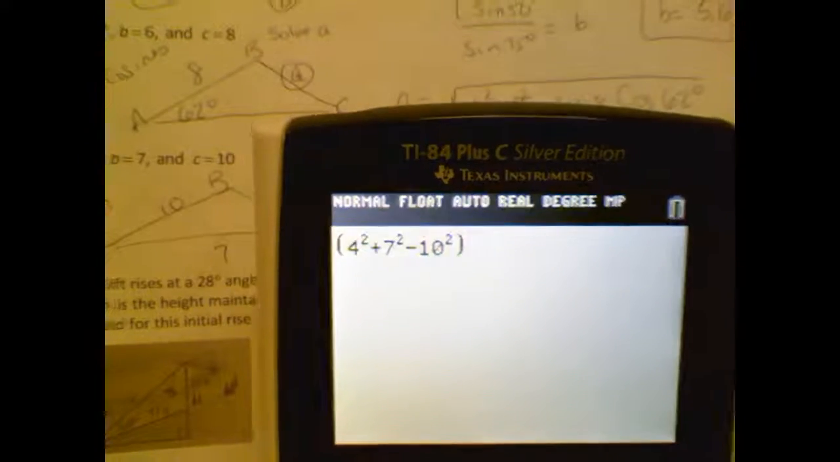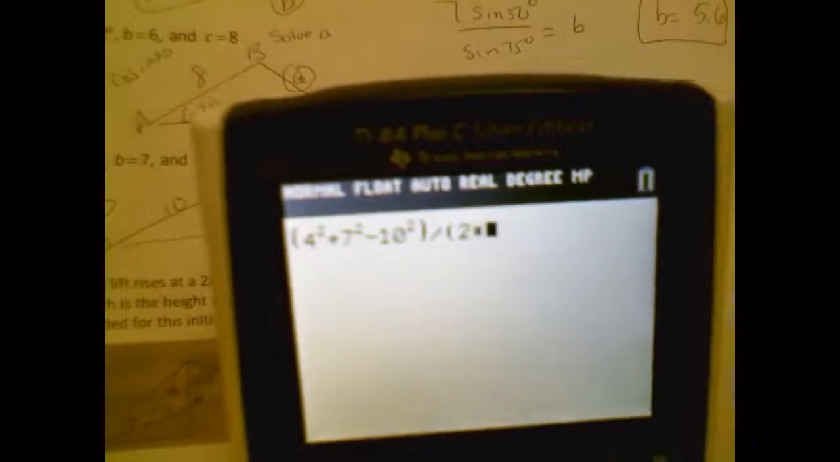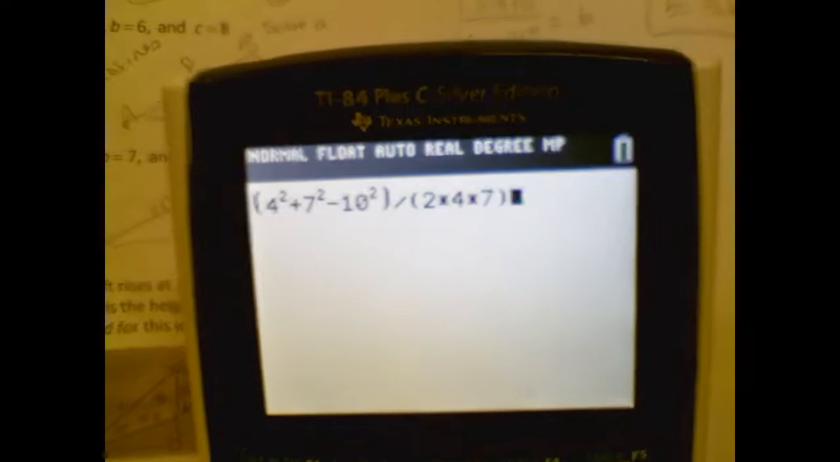Make sure all the top is in parentheses before you press divided by, and make sure the bottom is in parentheses. Make sure the top and bottom are surrounded by parentheses.